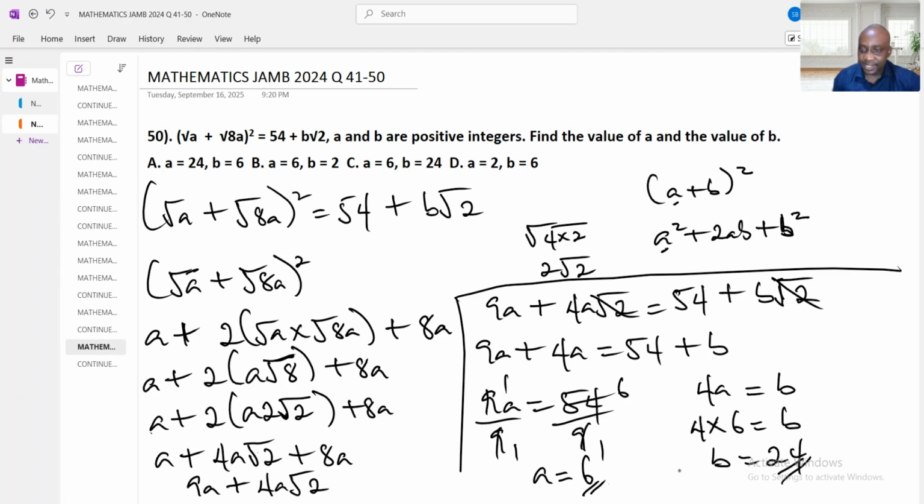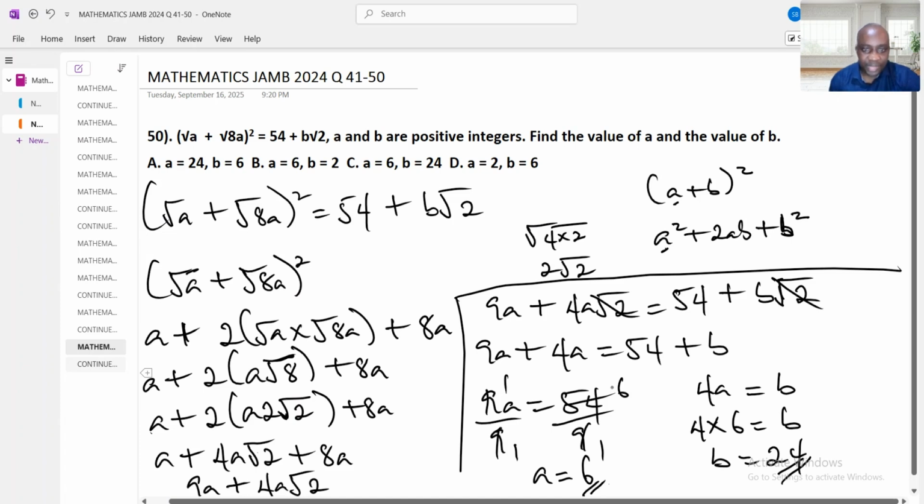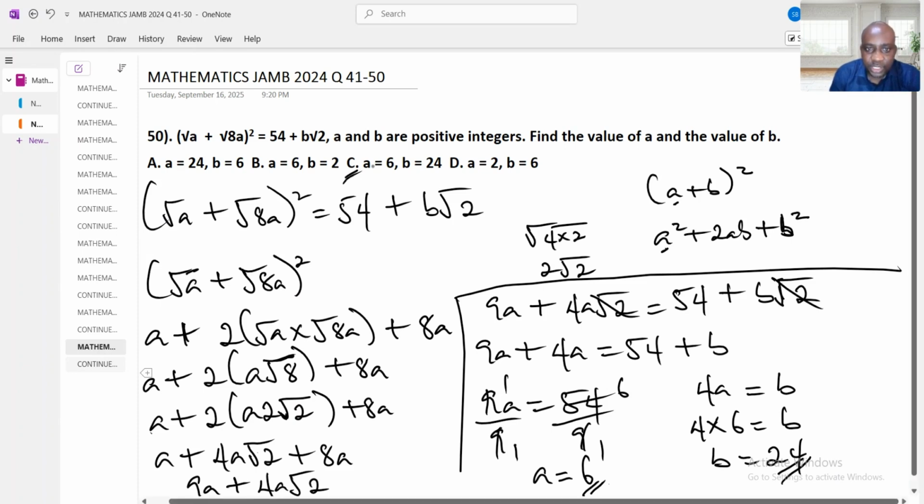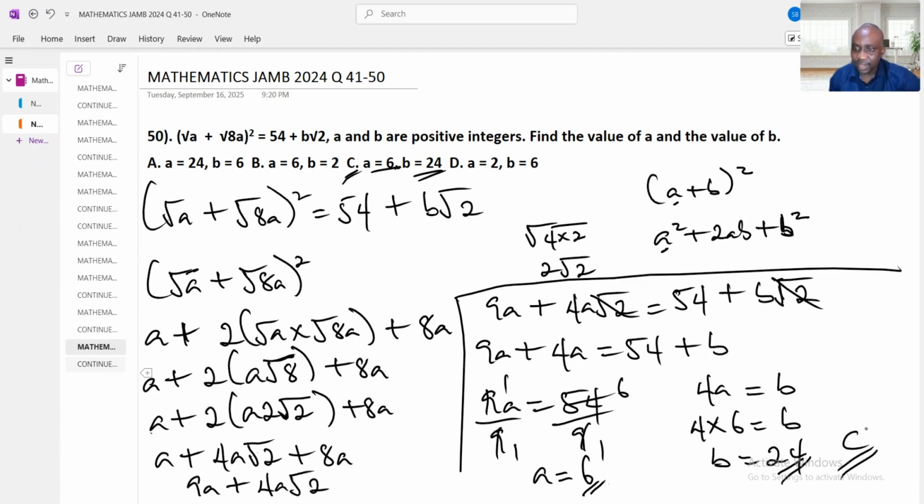My A is 6 and B is 24. Do we have that? A is 6, B is 24. Yes, option C: A is 6, B is 24. Option C is the correct answer.